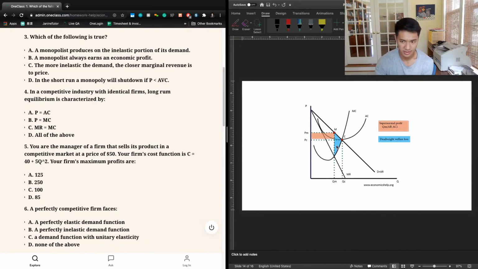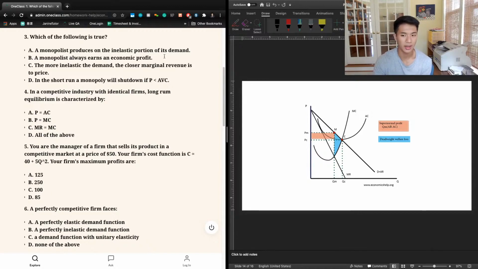Inelastic portion of demand is going to be on the lower half, so it's not always going to be true that a monopolist produces on an inelastic portion. You can also have a situation in which a monopolist is regulated and therefore produces at a different point. B says a monopolist always earns an economic profit, and this is not always the case.